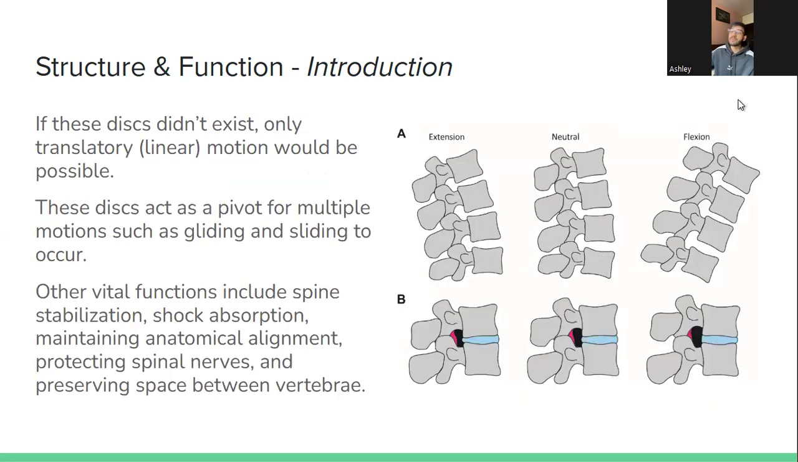Now, if we did not have these discs in our spine, okay, then what would happen? Basically, only linear motion would be possible.